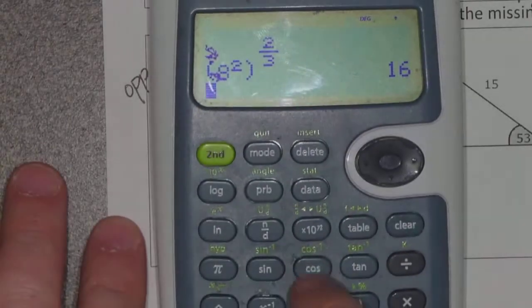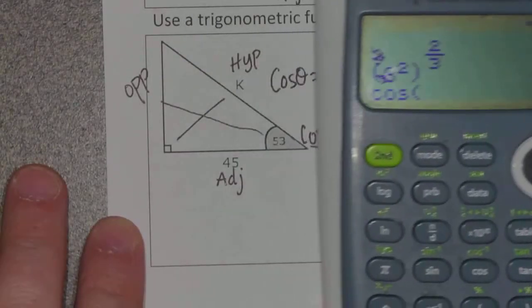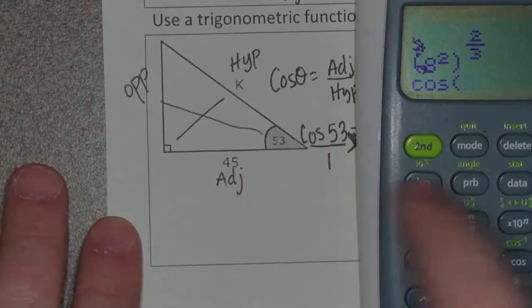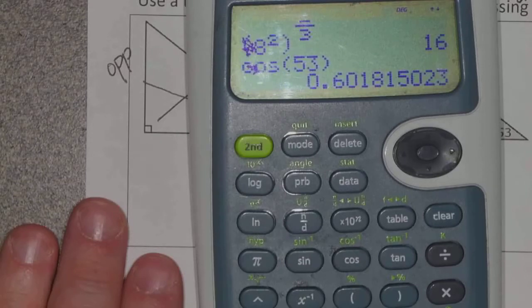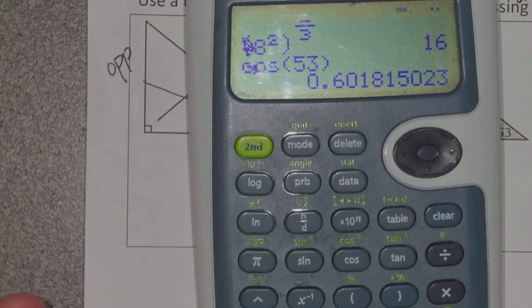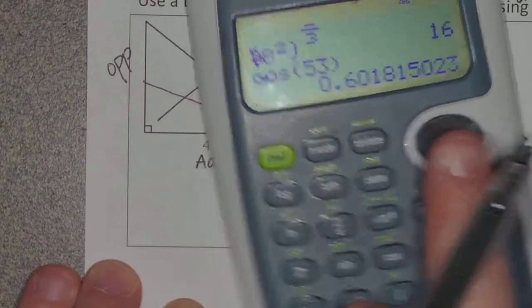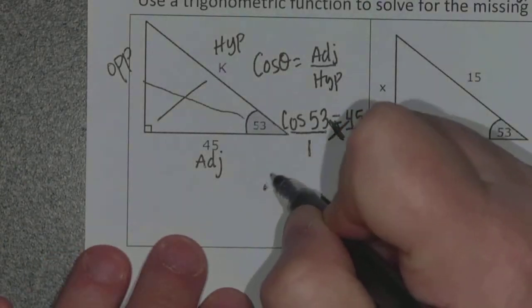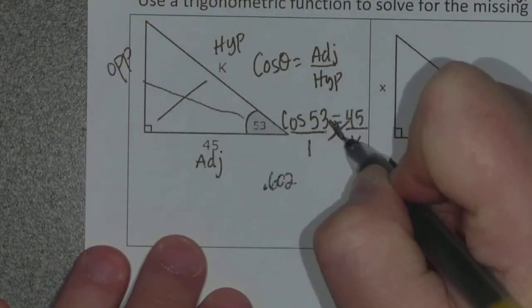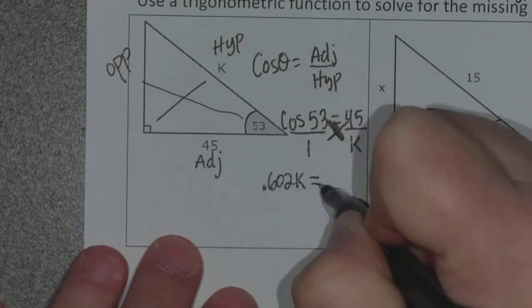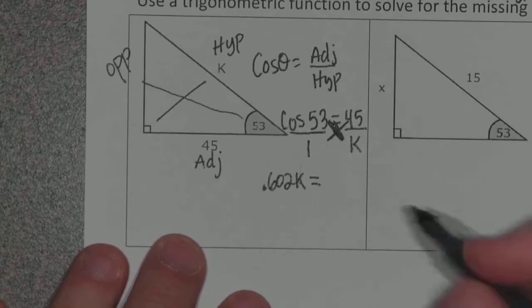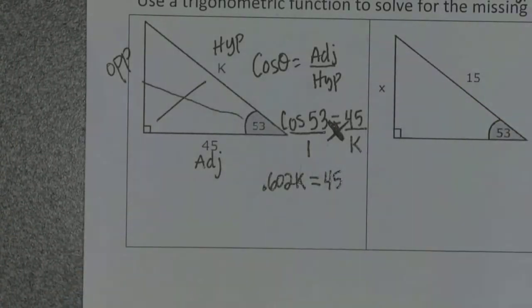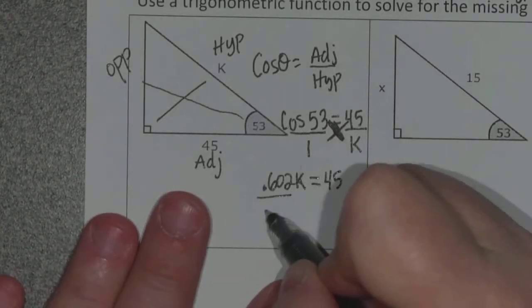Once you know it's in degree mode, you can just punch that in. You're going to hit your cosine key, which is right here. And what are we finding the cosine of? 53. So I'm putting 53 in, and I'm just going to hit enter. So 0.602 if we round, right? So I'm going to go this direction and say 0.602, and then it would be times k. And what do I get the opposite direction? 45. How do I solve for k? Divide by 0.602, good.